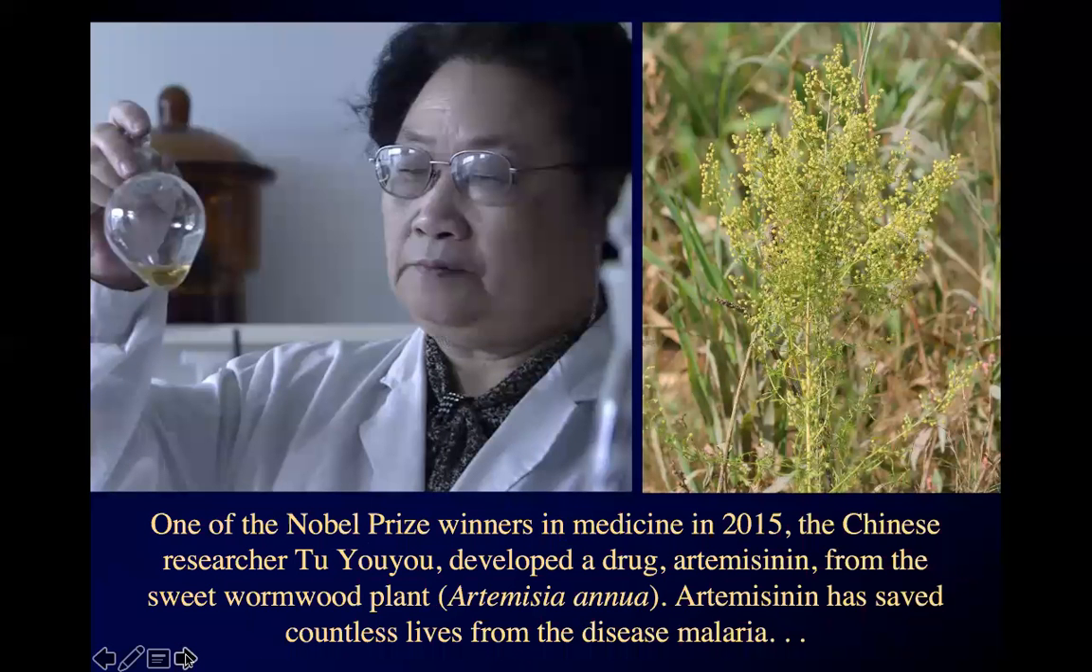One of the winners of the Nobel for Medicine in 2015 is a Chinese researcher named Tu Youyou, I think I pronounced that right, who developed a drug from a Chinese plant called sweet wormwood, Artemisia annua, which is shown over there at the right.